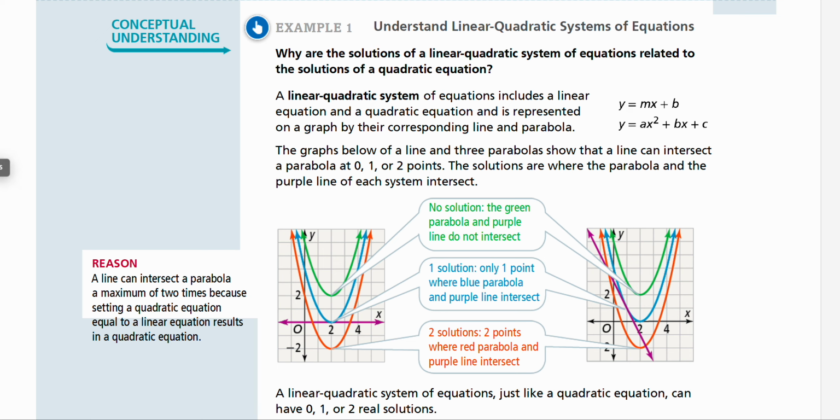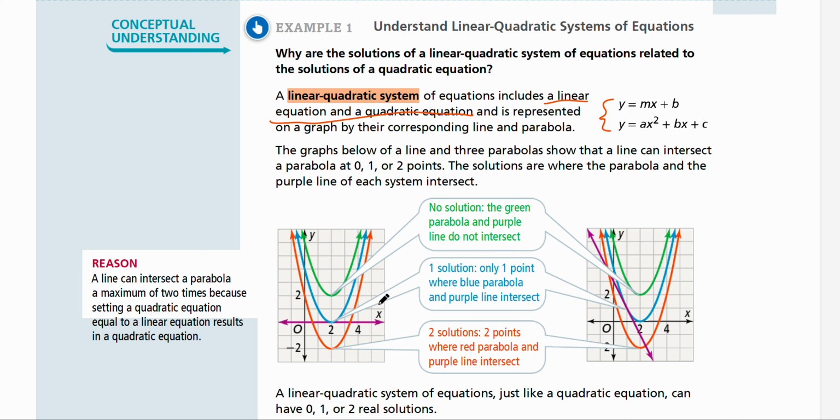First of all, what is the definition of the term? A linear quadratic system of equations includes a linear equation, just like I said in the beginning of the lesson, and a quadratic equation. So you will have at least two different equations for a system, and linear quadratic tells you that one equation would be linear, the other one would be quadratic. It's represented on the graph by the corresponding line and parabola. So they're a system, they're together.